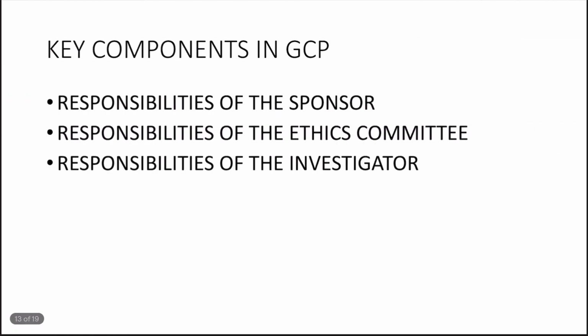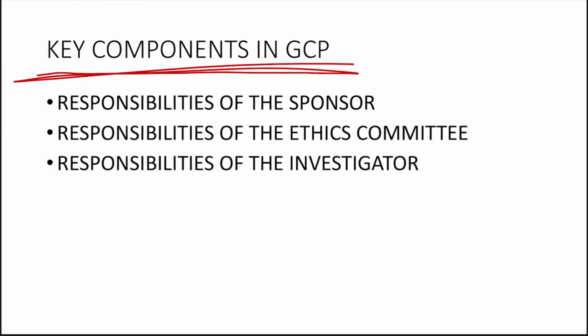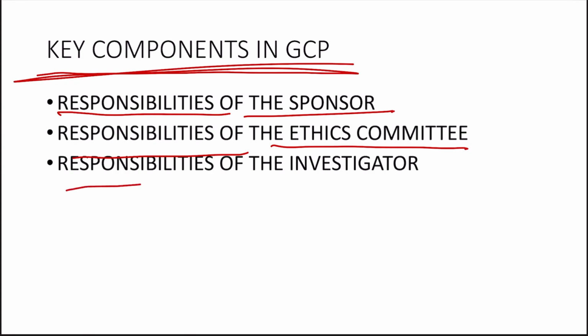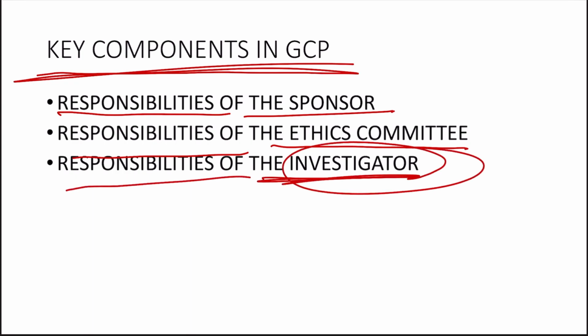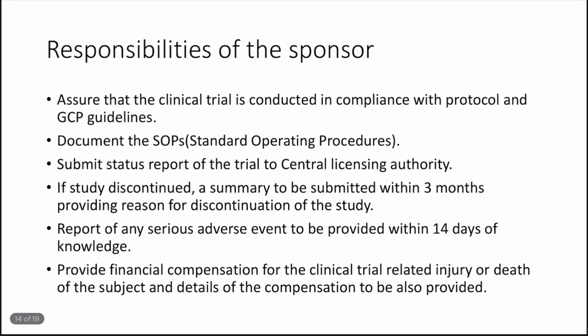Now coming to the key components in GCP. So it includes three main components, that is responsibilities of the sponsor, responsibilities of the ethics committee, and responsibilities of the investigator, that is the principal investigator who is conducting the trial, sponsor who is doing the funding for the trial, and ethics committee who is doing the review of the trial protocol on the ethical aspects. Now coming to each of these one by one. So first is the responsibility of the sponsor.